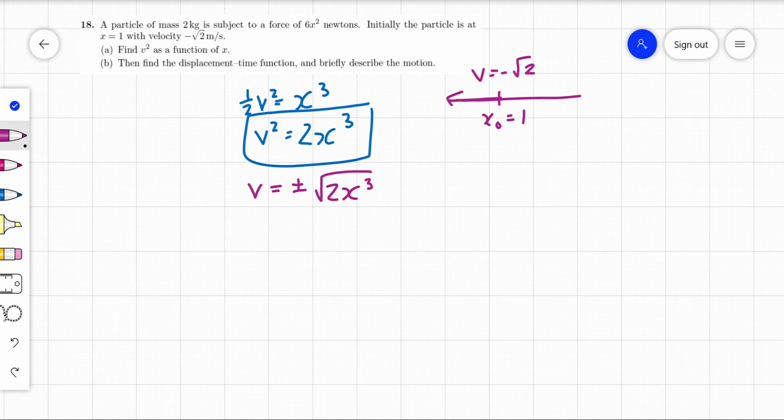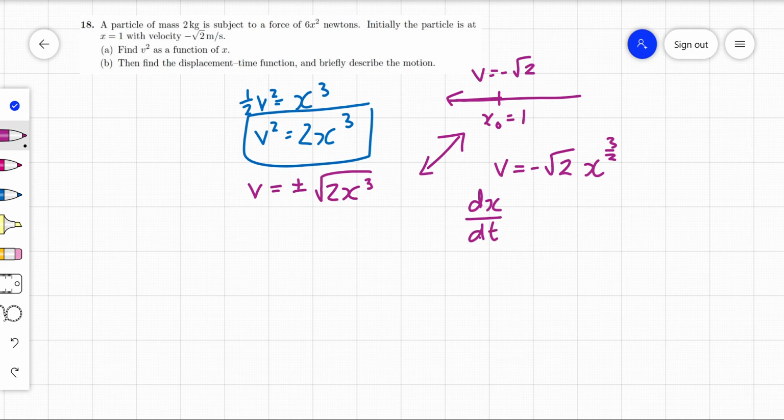Well, one thing you can do is have a look at the conditions. Velocity has to equal negative root 2 when x is 1. So because of these conditions, we're looking at the velocity being negative root 2 x to the 3 on 2. So we're going to use that one. Let's go for velocity is dx over dt.